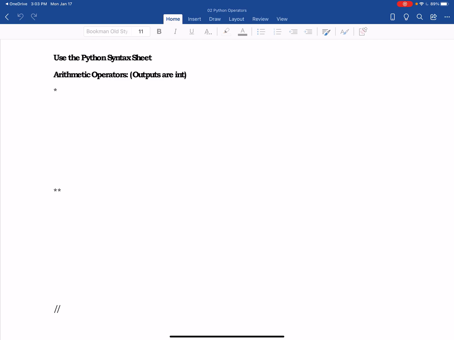All right, let's talk about some operators in Python. We're going to talk about two kinds of operators: arithmetic operators, and operators where the outputs are Boolean data type. Arithmetic operators are the same things that you do with your calculator. What I want you to remember about arithmetic operators is that the outputs are always int.